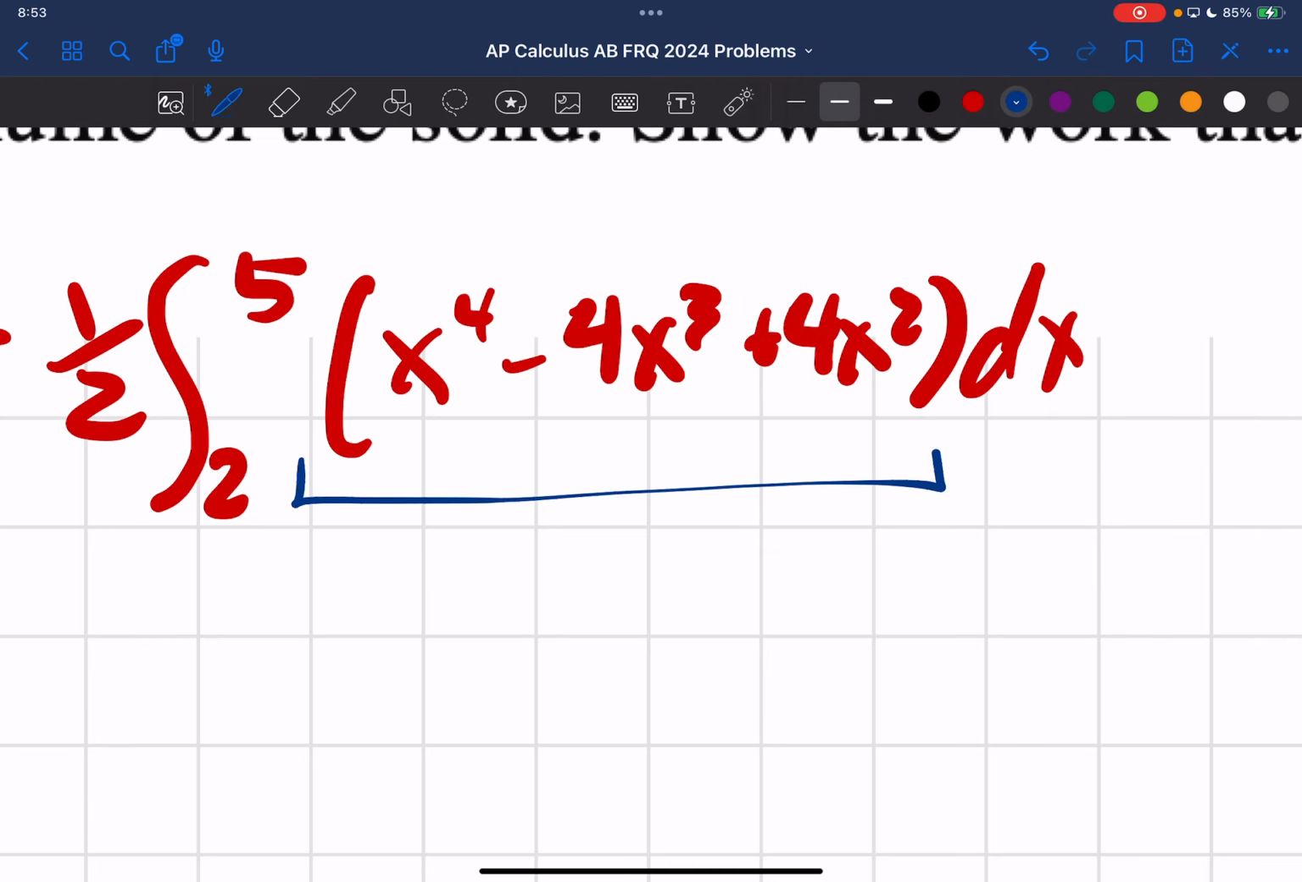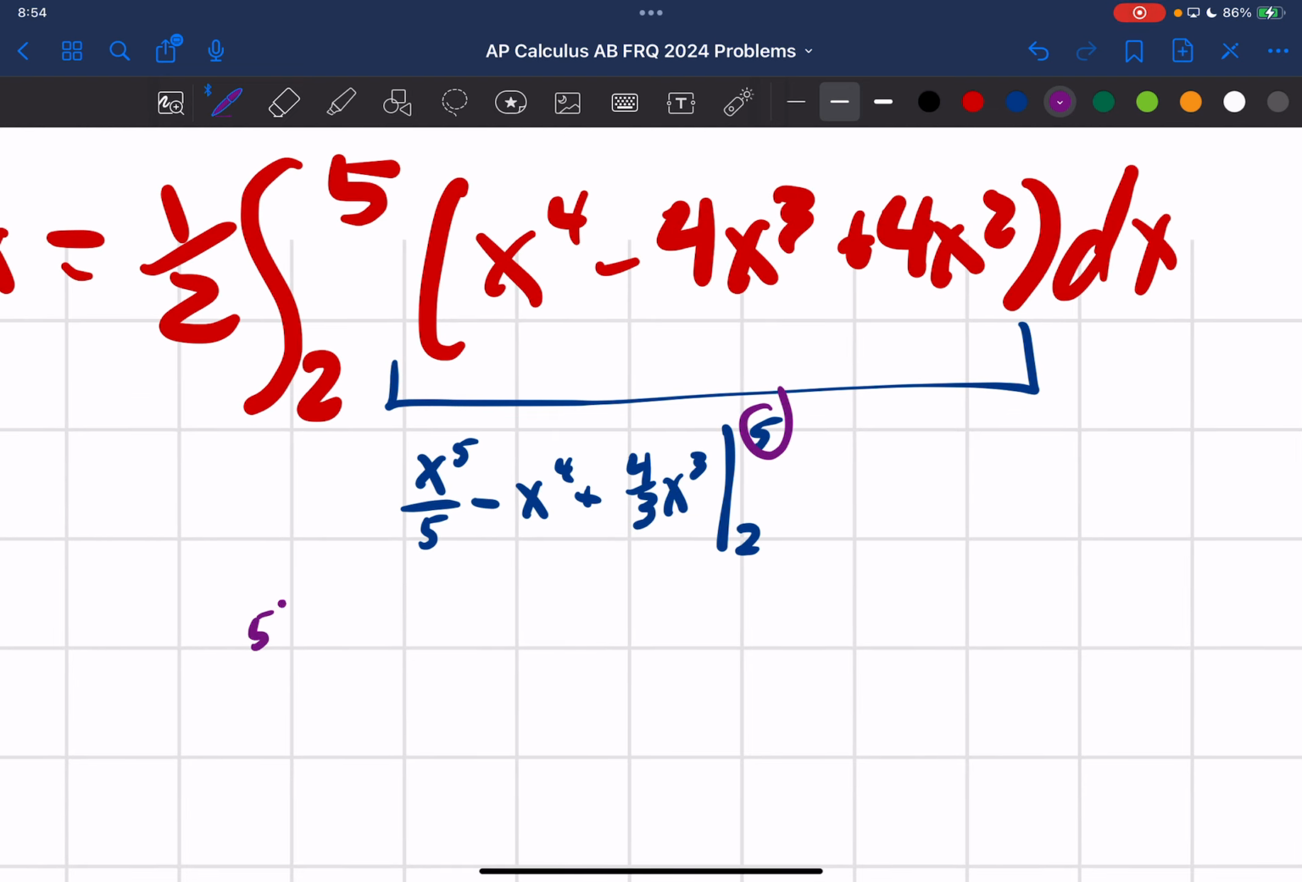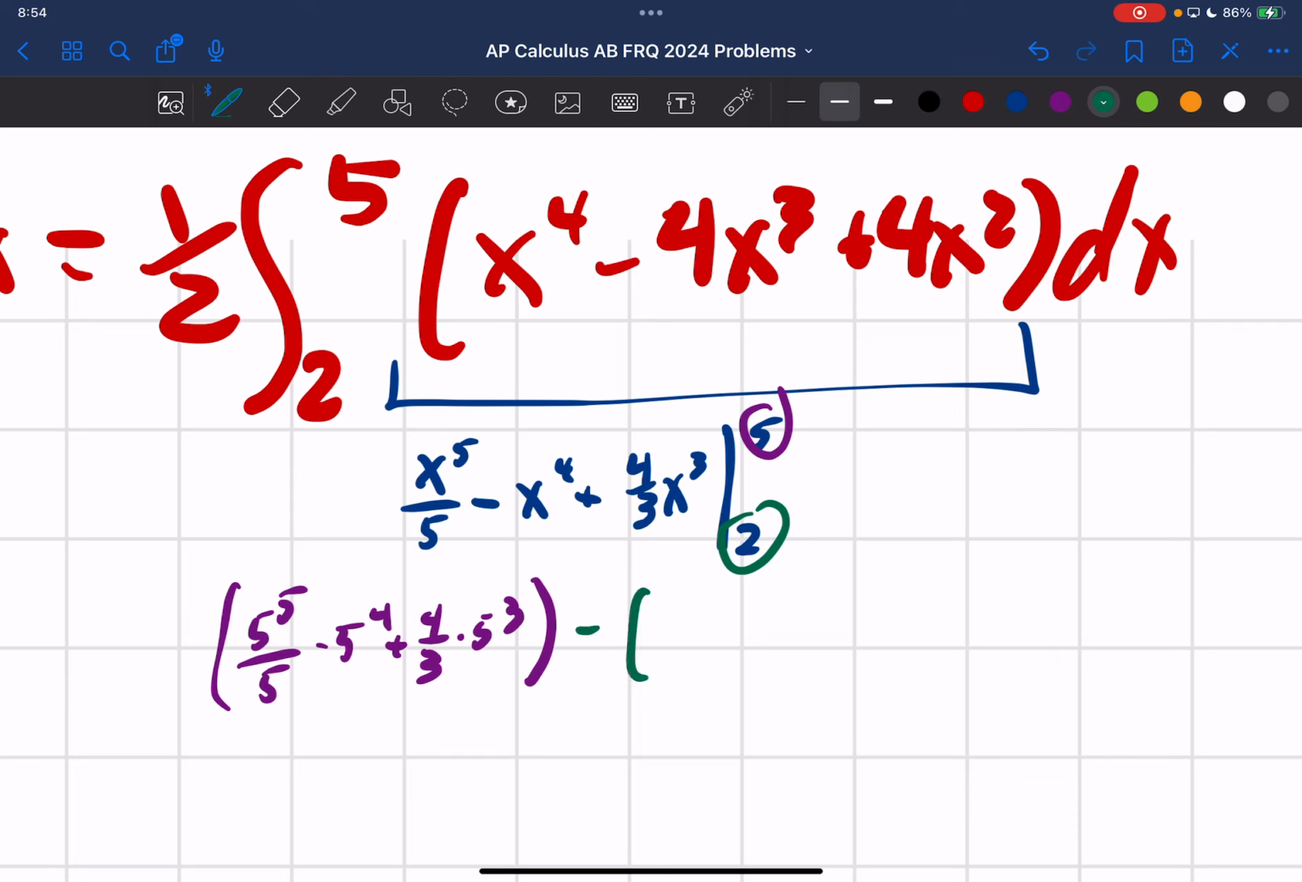I'm just going to focus on this integral part right here. So I have to find the antiderivative of this. So this is x to the 5th over 5 minus x to the 4th plus 4/3 x cubed. And then we want that integral from 2 to 5. All right, so if I plug in 5, that's going to be 5 to the 5th over 5 minus 5 to the 4th plus 4/3 times 5 to the 3rd. And then if we plug in 2, that's 2 to the 5th over 5 minus 2 to the 4th plus 4/3 times 2 cubed.